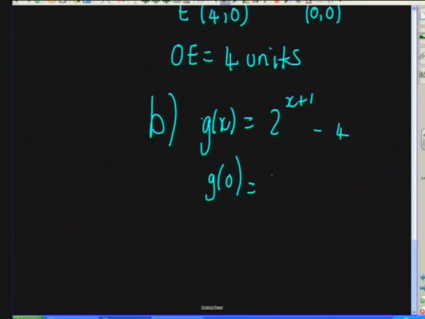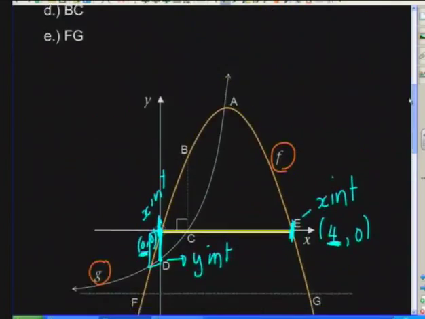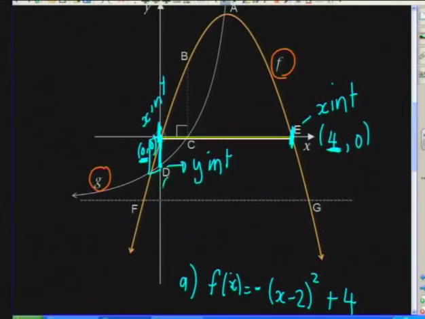We let x equal 0. We get 2 to the power 0 plus 1, minus 4. So that's 2 to the power 1, because 0 plus 1 is just 1. So we get 2 minus 4, which is negative 2. Therefore, the coordinates at point D are (0, negative 2). So we know that this is the point (0, negative 2).